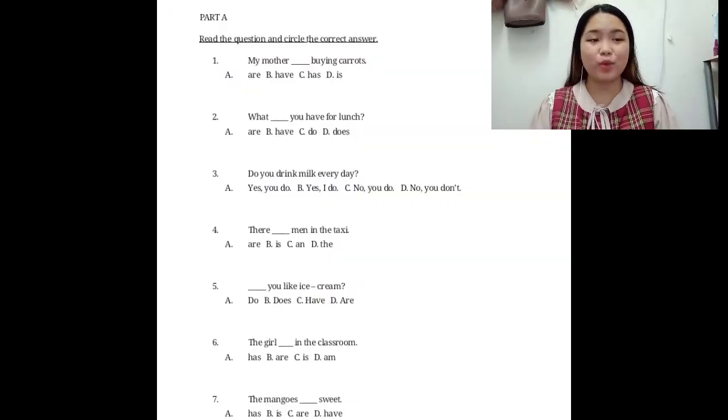Alright, next we are going to the question paper itself. The style that I chose for this part A grammar is multiple choice. There are 4 choices, A, B, C, and D, and pupils have to choose the correct answer. They have to circle the correct answer after they read the questions.